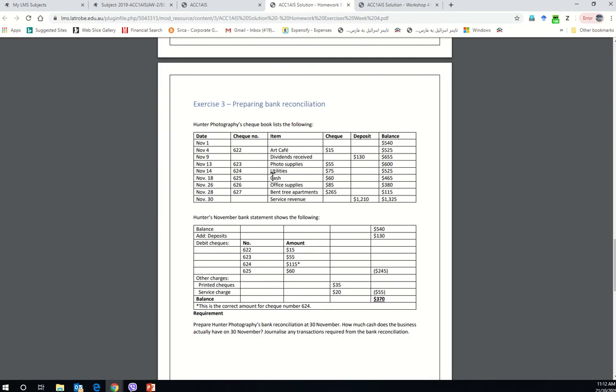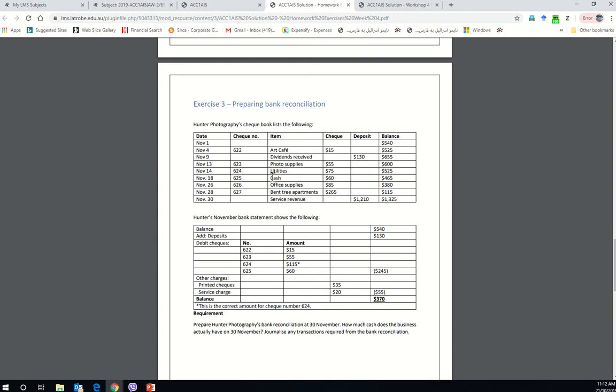Now, in terms of bank reconciliation, it is important to be able to prepare it. For the purpose of bank reconciliation, obviously you're comparing your company books with the bank statement. In your bank statement, you usually have two sections, the deposit section and the check section. Deposit is the credit side, check is the debit side in the bank statement.